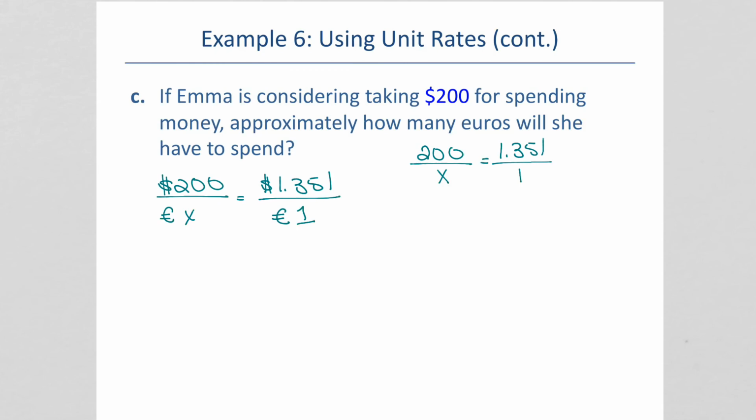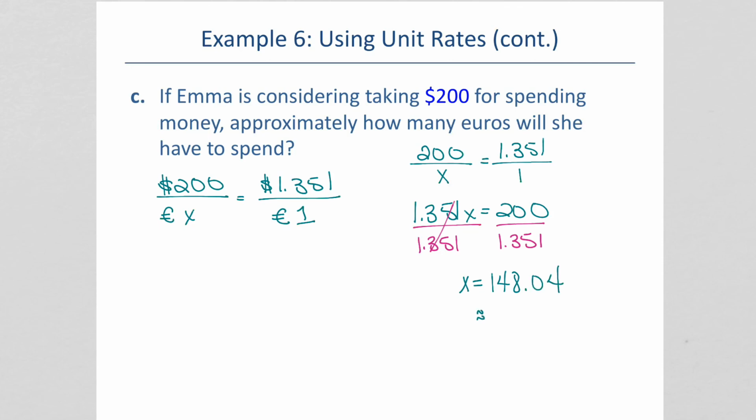x times 1.351 is 1.351x. And 200 times 1 is just 200. We'll divide both sides by 1.351. And 200 divided by 1.351 is 148.04, or approximately, this is euros, approximately 148 euros.